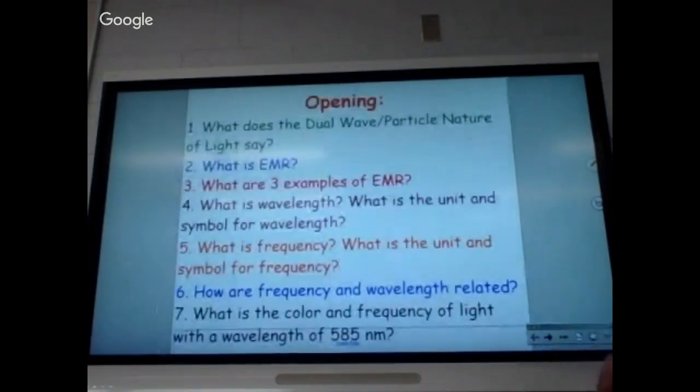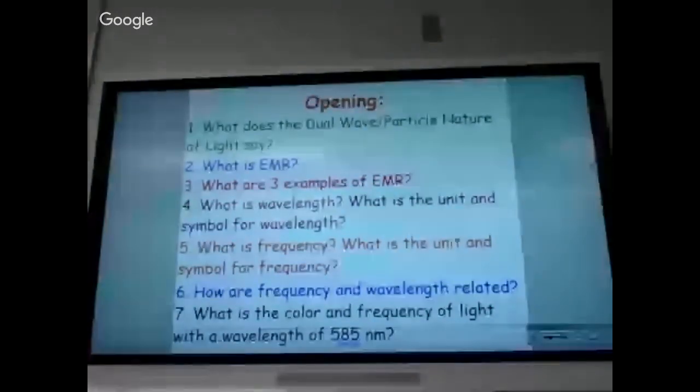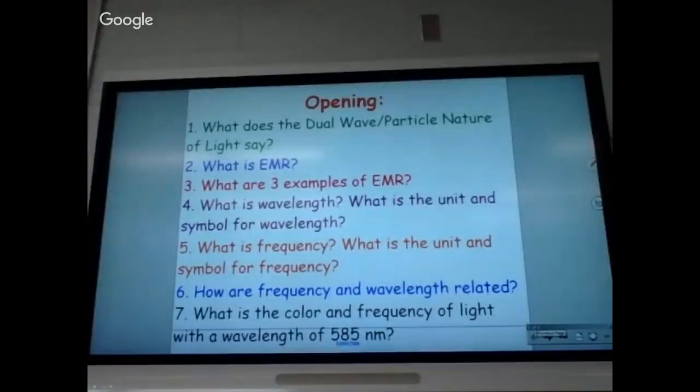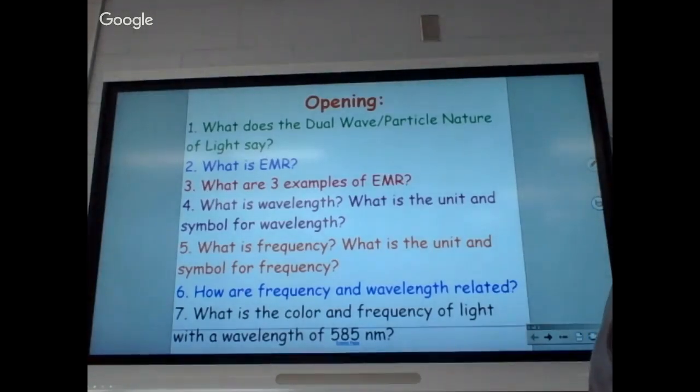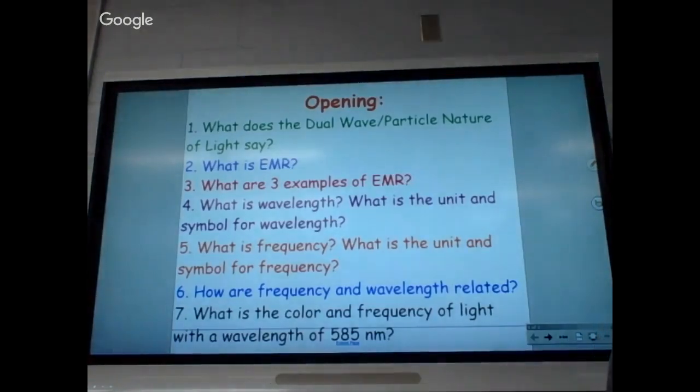All right, where are we at? Number 6. How are frequency and wavelength related? They're inversely proportional. What's the color and frequency of light if we have 585 nanometers? Yellow. Okay, go back to number 6. Can we put that one decreases, the other decreases? Yes. You might also need to know the math term, though, so make sure you know both.